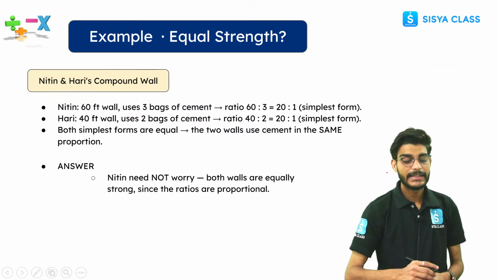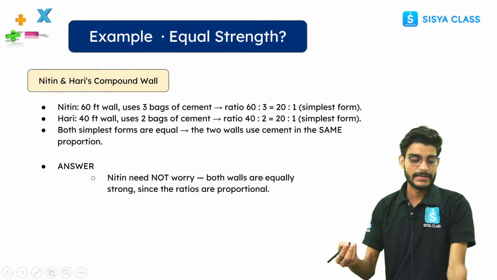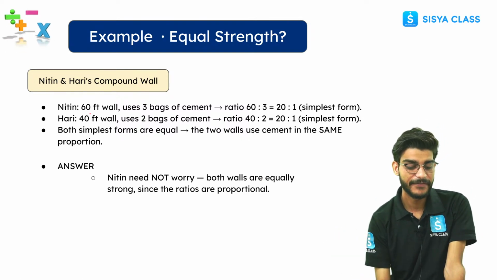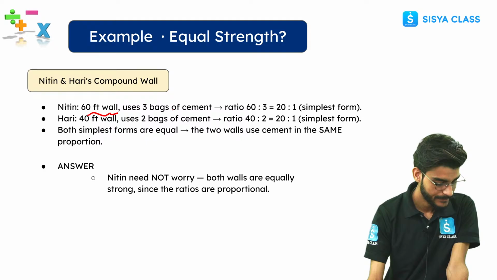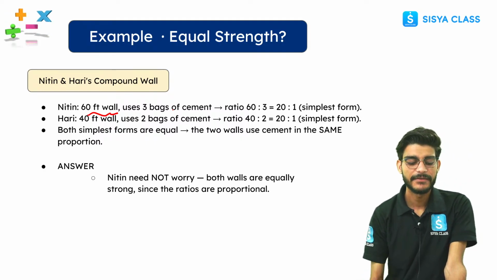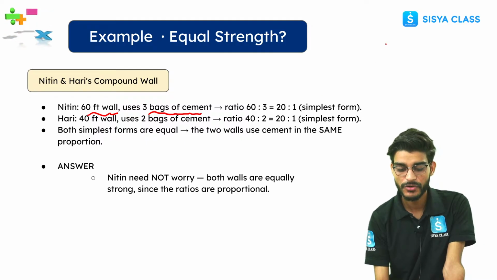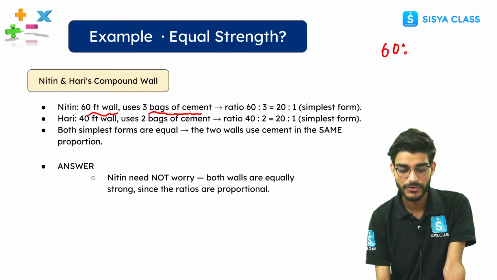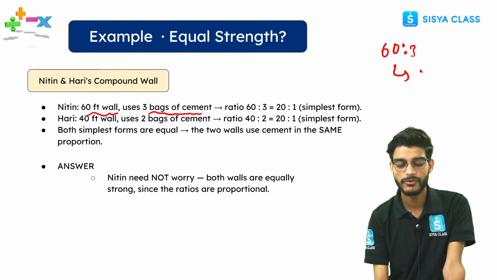Next example is Nitin and Hari's compound wall. So basically what this says: Nitin has a 60 feet wall and uses 3 bags of cement. So the ratio is 60 to 3. But this is not in the simplest form, right? So what is the simplest form here? 20 to 1.